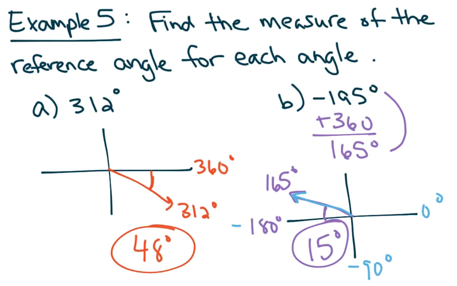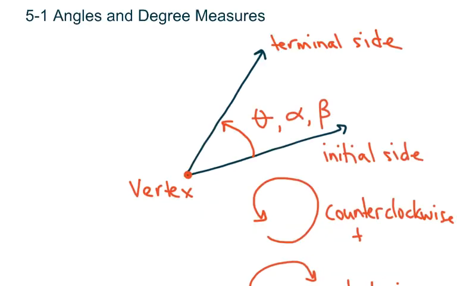But I don't think that that's the best way to deal with it in my many years of teaching this topic. I feel that it would be best for you if you find a coterminal angle that's between 0 and 360 degrees, and it will make it easier to deal with. And that is section 5.1 on angles and degree measures.